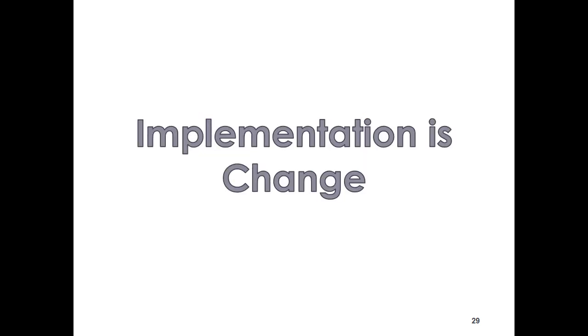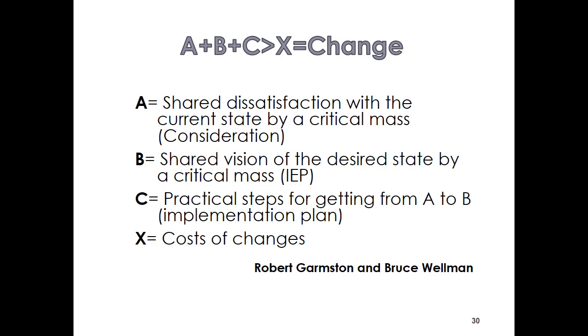Okay. So implementation is change. It's change for everybody. It's not just change for the student. It's change for teachers. It's change for paraprofessionals. It's change for parents. It's change for administrators. So what we really need to do is look at a change formula, and this change formula is by Garmston and Wellman. This has been around for a long time, but it's A plus B plus C is greater than X will equal change. Now, A is where you have shared dissatisfaction with that current state.